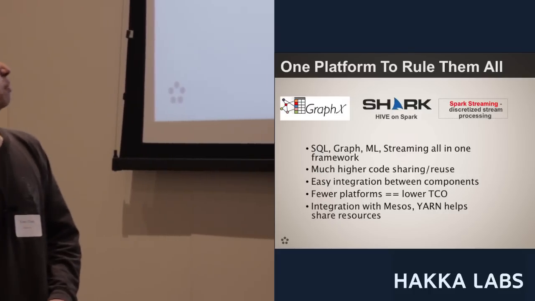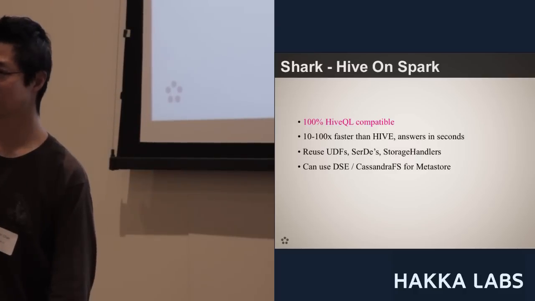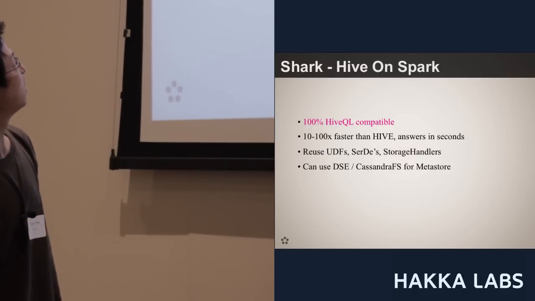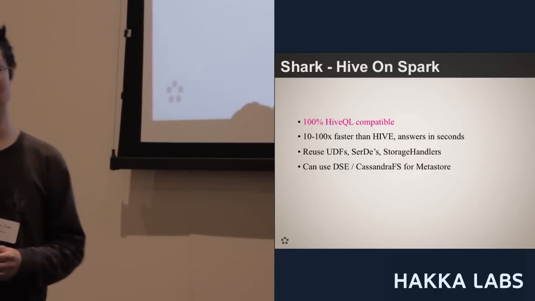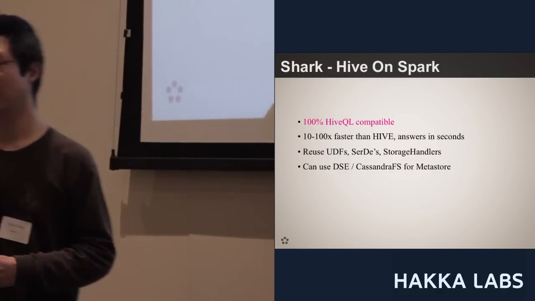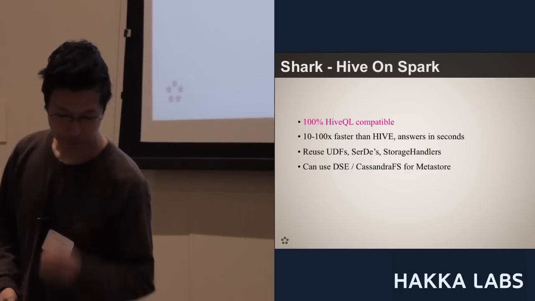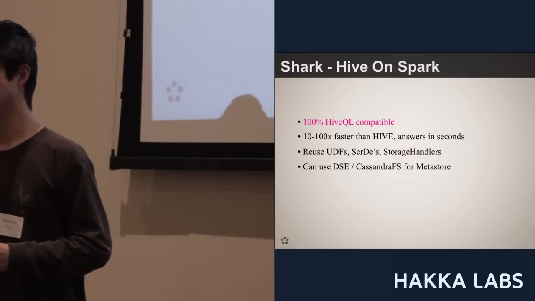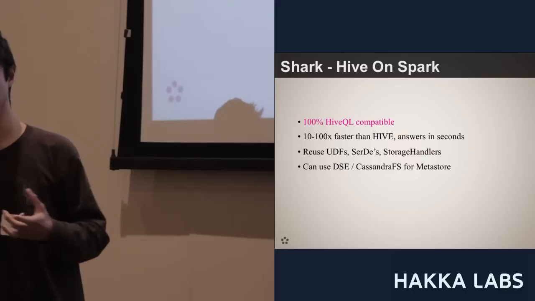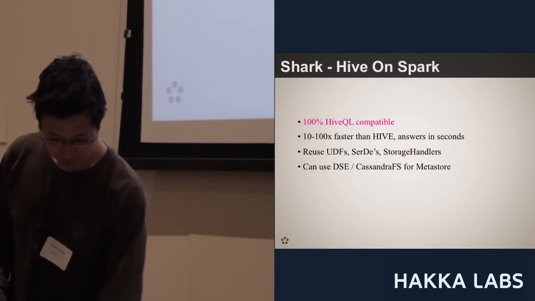I'm not going to spend much time on this, but for those of you that use Hive, how many people here use Hive? So a fair bit. Shark is a 100% HiveQL compatible layer. The reason it's compatible is because it actually includes a fork of Hive, and so it can reuse Hive UDFs, SerDes, and that kind of thing. And if you're using DSE, just like DSE has Hive on Cassandra, you can also use Shark on Cassandra using Cassandra as a metastore, which is pretty interesting.